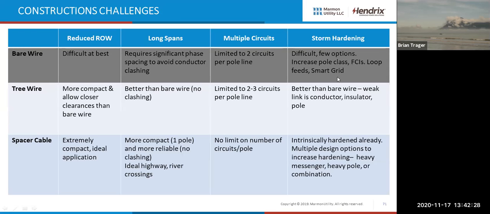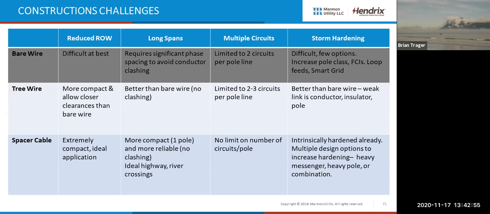For storm hardening, we say, well, storm hardening for bare wire is difficult. There are very few options. We can use the standard options: increase pole class, use fault circuit indicators, loops, feeds, smart grid. But again, don't build your system on a house of cards. Don't build your smart grid on a house of cards. If your system is weak, it's going to be weak even if you're reporting it with smart grid.